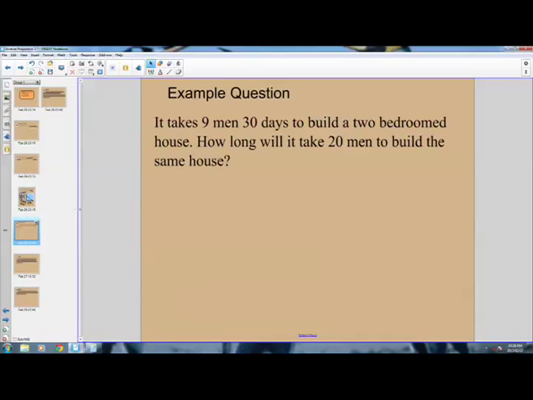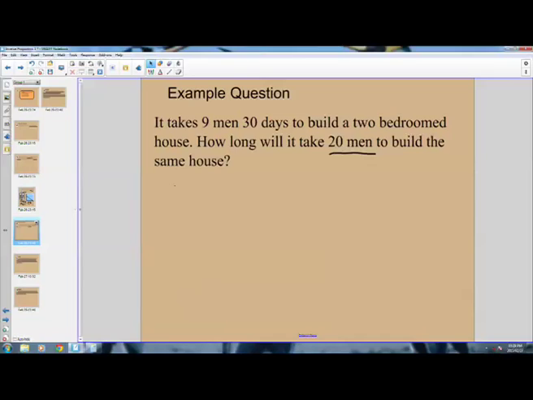The example says it takes 9 men 30 days to build a 2-bedroomed house. How long will it take 20 men to build the same house? That's the question. Of course, we are making an assumption here: the men are working at the same rate. So it says 9 men take 30 days. And then what about 20 men? How long will they take?